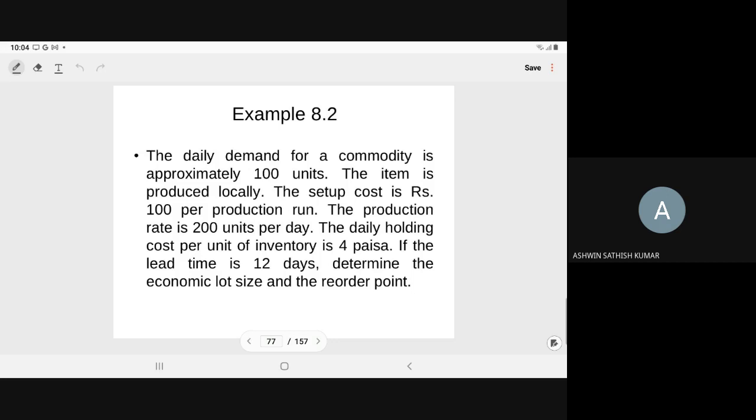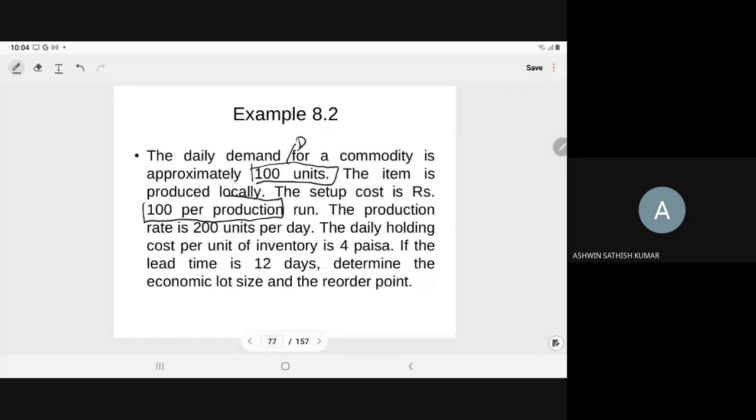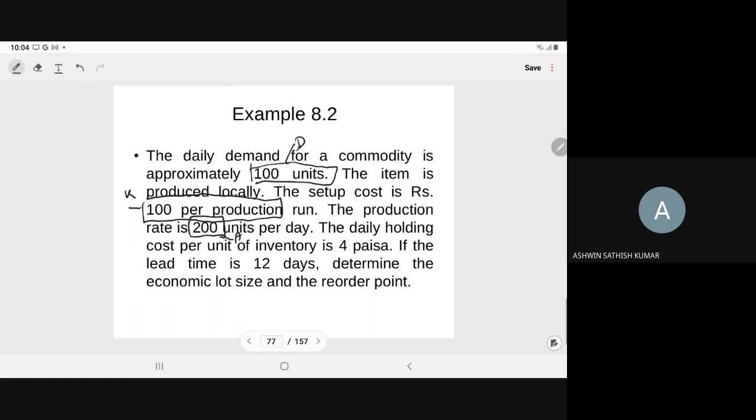So here, let us have this example. The daily demand for a commodity is approximately 100 units. So what is this daily demand? It is given to you as D. The item is produced locally. The setup cost is rupees 100 per production, independent of the quantity. It is equal to K. The production rate is 200 units per day. It is given to you as A. So here you can observe we have constant demand and constant delivery rate with A greater than D. That is the required condition.